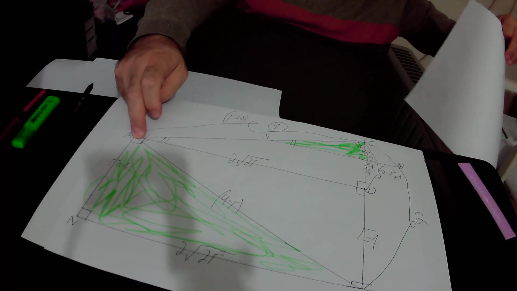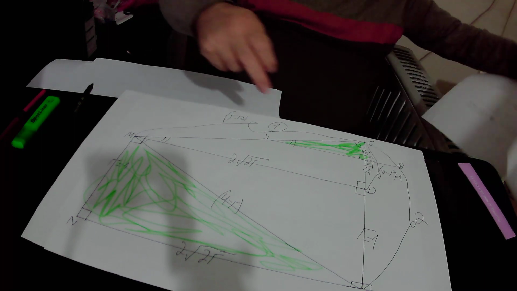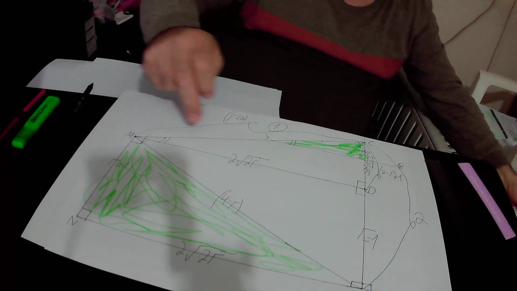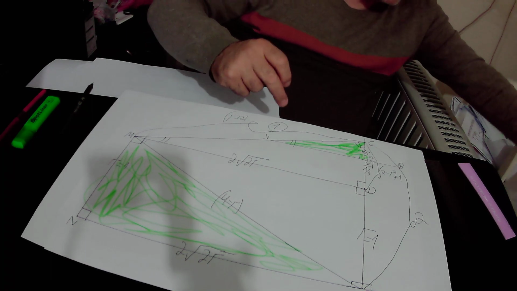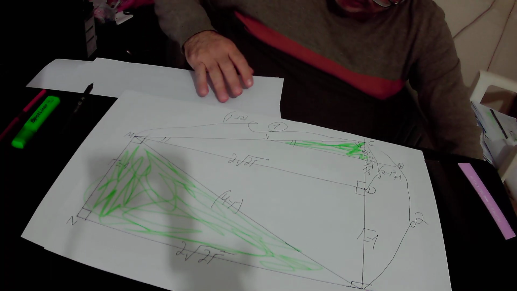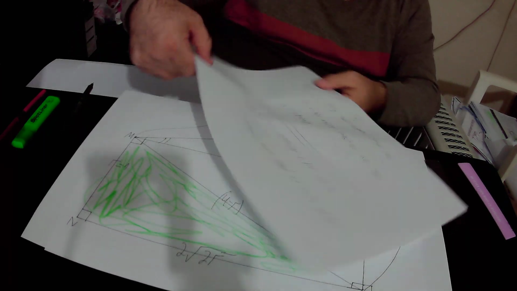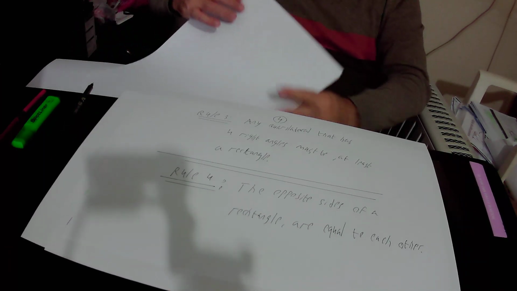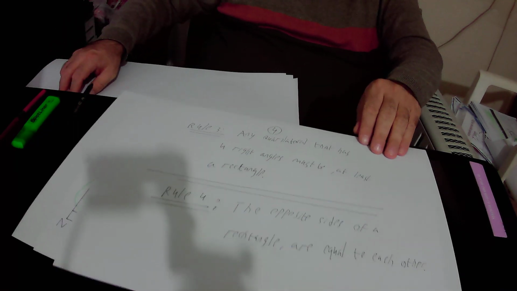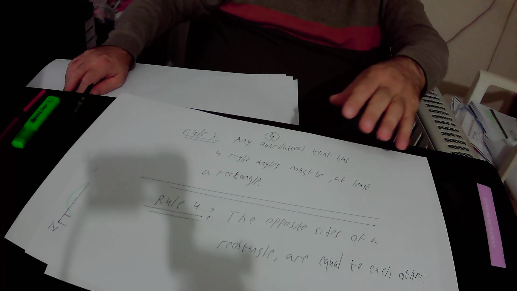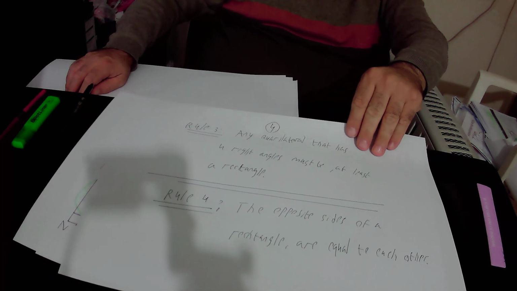So this angle is a right angle. Therefore, all the angles inside quadrilateral MDON are right angles. They are equal to 90 degrees. And we have rule number 3 that states that any quadrilateral that has 4 right angles must be at least a rectangle, if not a square.